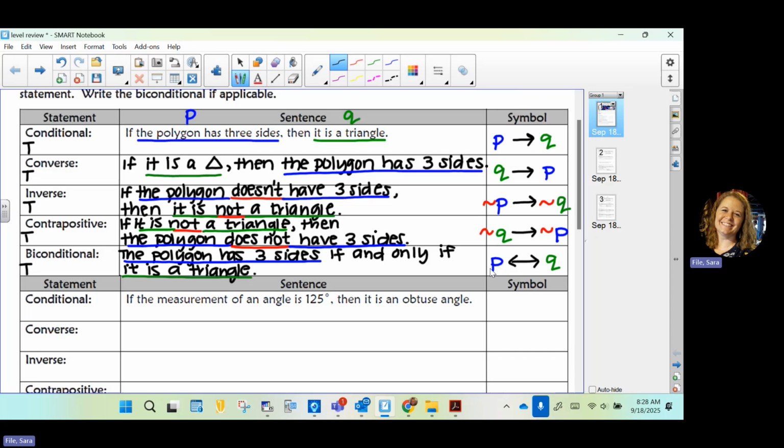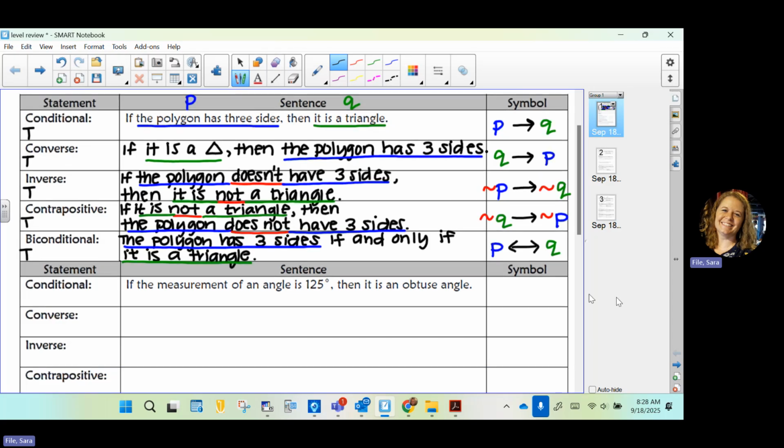Okay, so we're going to do the same thing with this next one. Okay, I'm going to go ahead and fill in my symbols. I know what the symbols are.